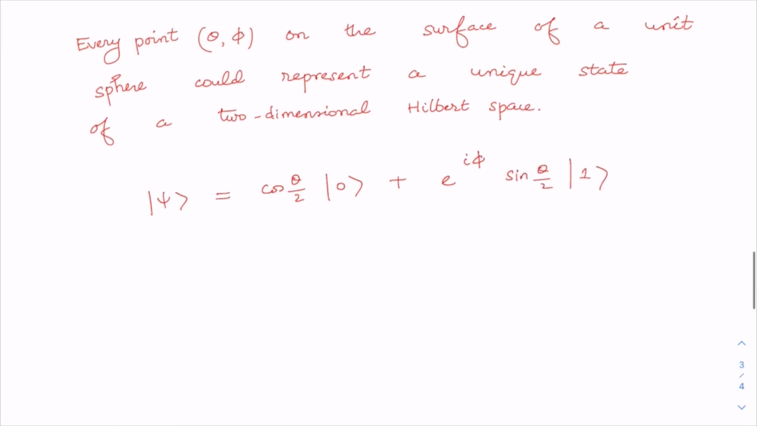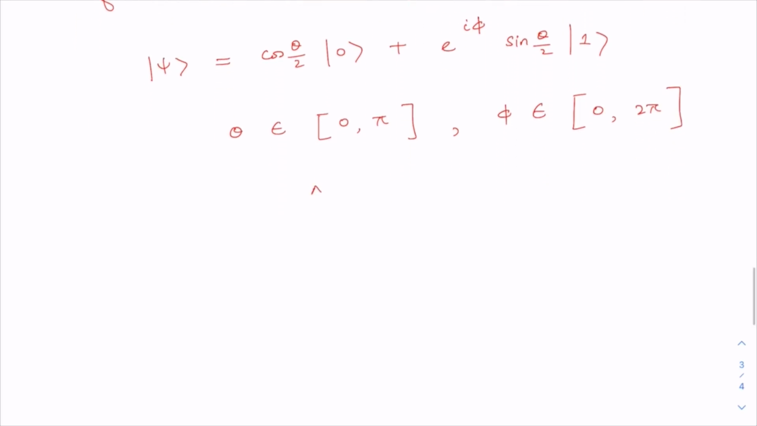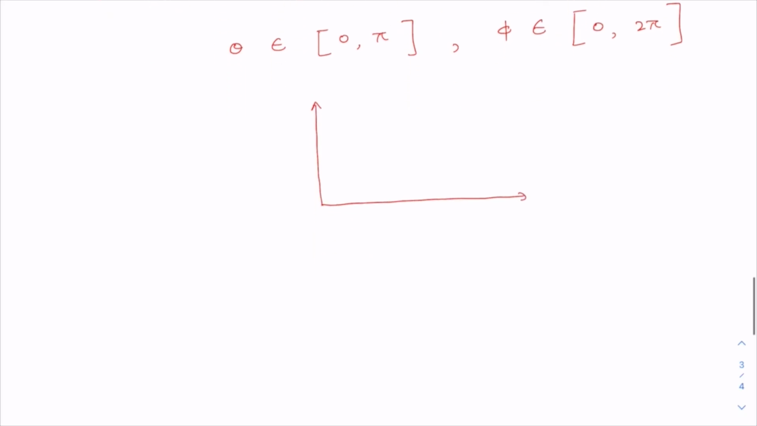The range of the values for theta and phi are such that they cover the whole sphere without repetition. Theta will lie between 0 and pi, and phi will lie between 0 and 2 pi. Theta corresponds to the latitude and phi corresponds to the longitude, as you may already know. So let me draw it once again. So we have this sphere, which is now known as the Bloch sphere.